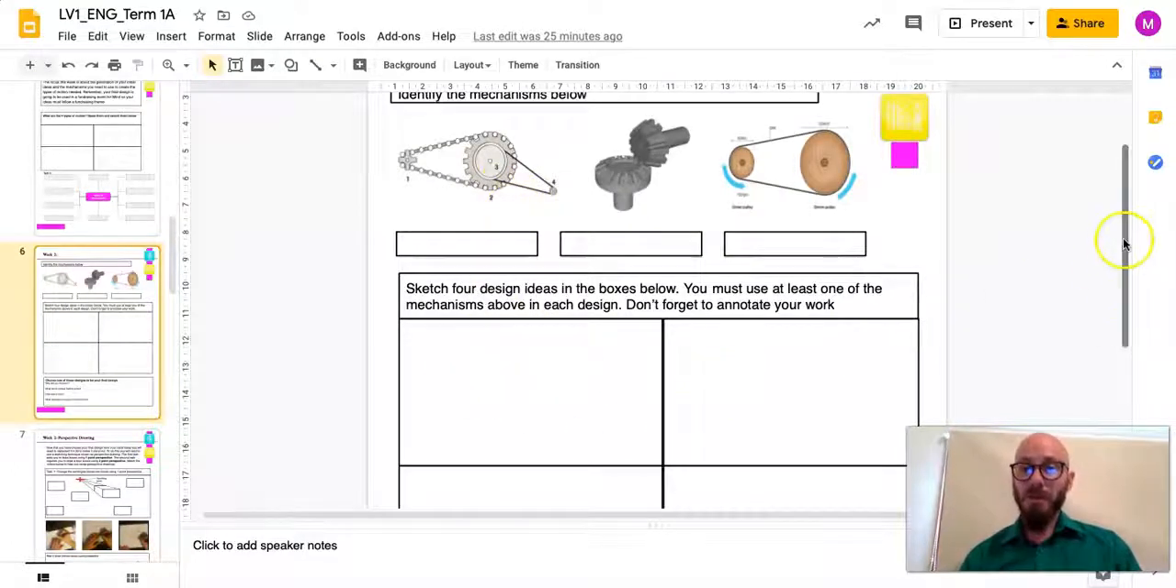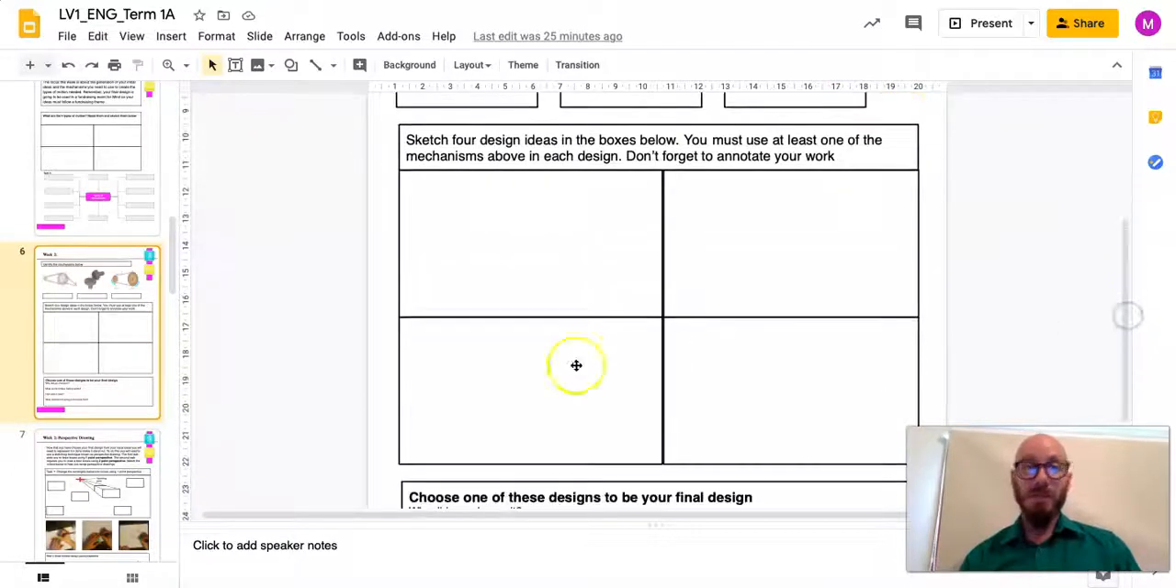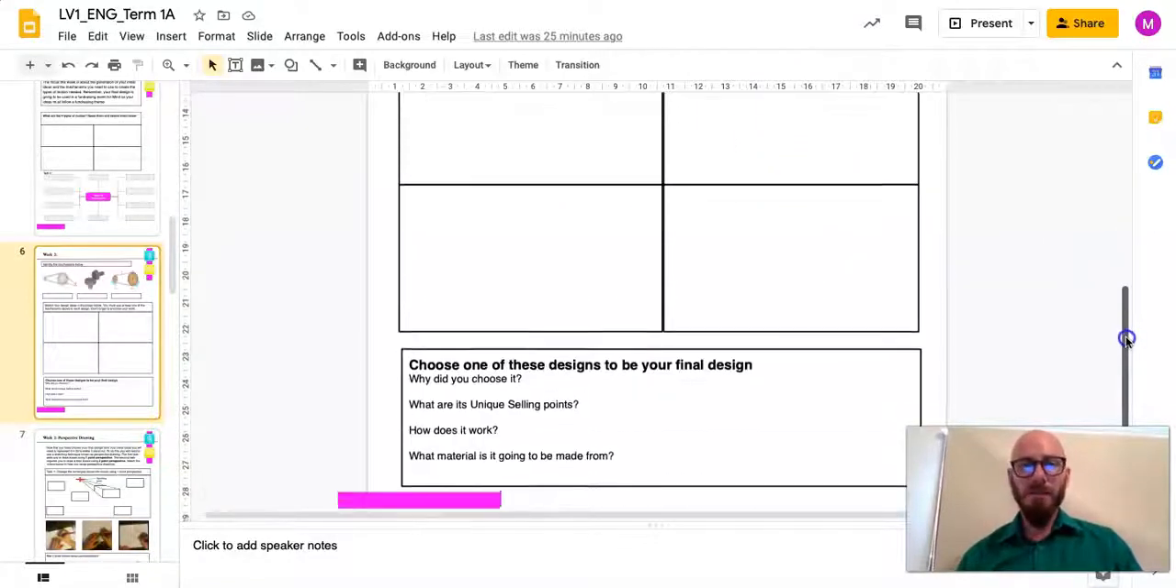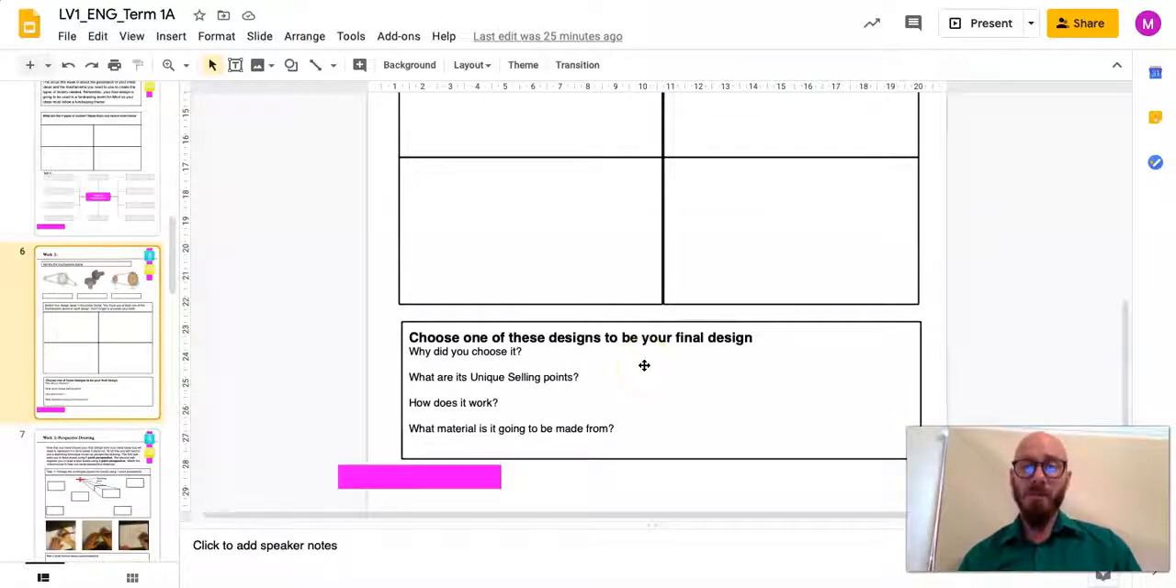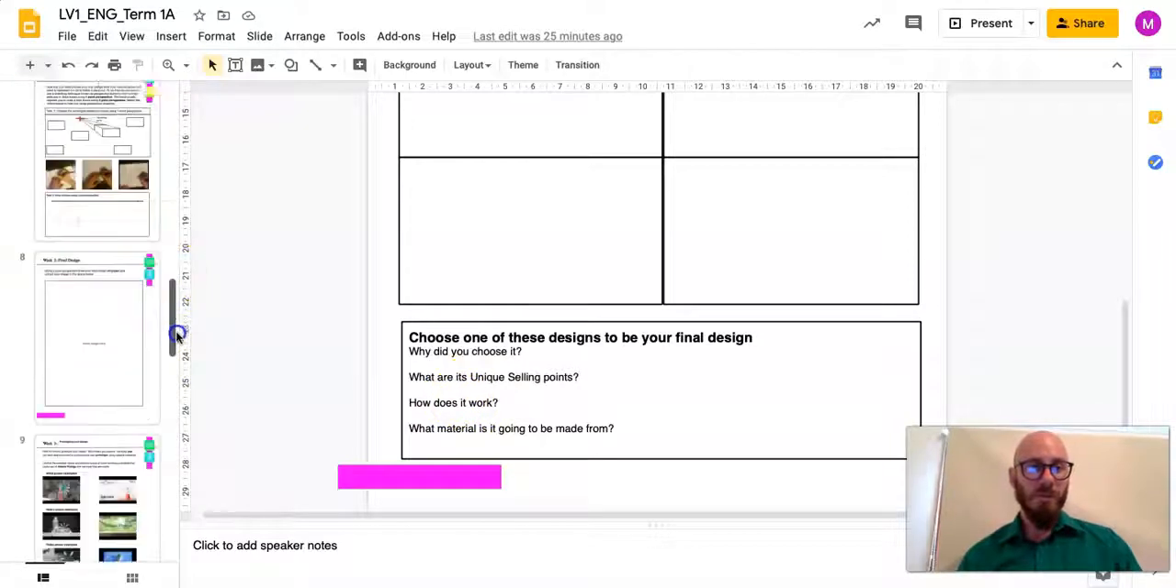So it's going to be important that when you're sketching out your ideas that you take into account the mechanisms that you use, and that it's going to be aimed at a fundraising event. So it needs to be like attractive or appealing to the person who wants to use it. It basically makes someone want to be involved and use your product. So then you choose one of these designs as your final design and discuss why it's unique, why you chose it, how does it work, and what material you're going to use to prototype it.